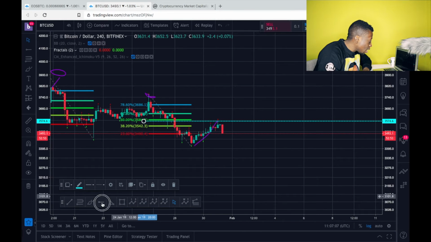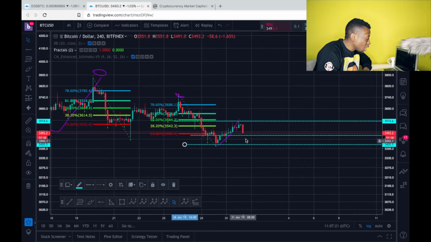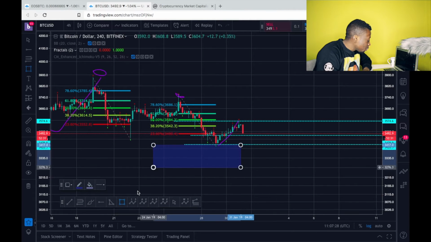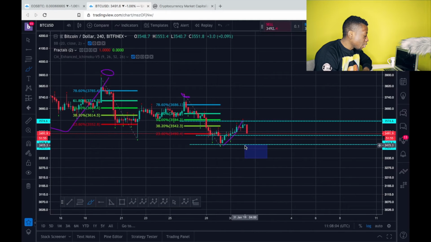This is where we might end up finding support, but in case we end up breaking this level, we might end up going way below the support area that we had over here. It's not really going to surprise me in case we end up going there. I'm really prepared for that in case that happens. So we might have a very long wick, which is going to end up happening in a flash of a second.